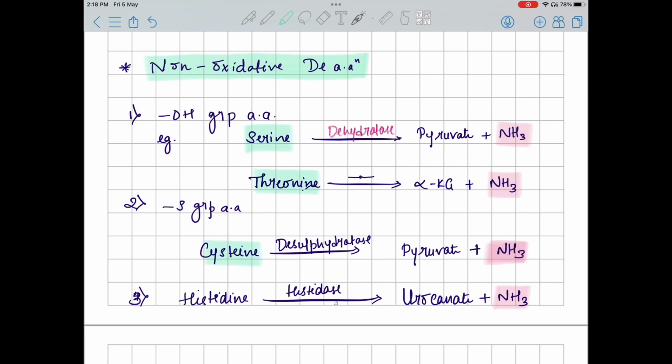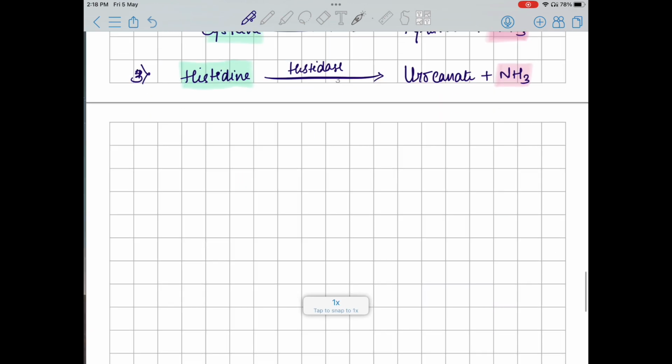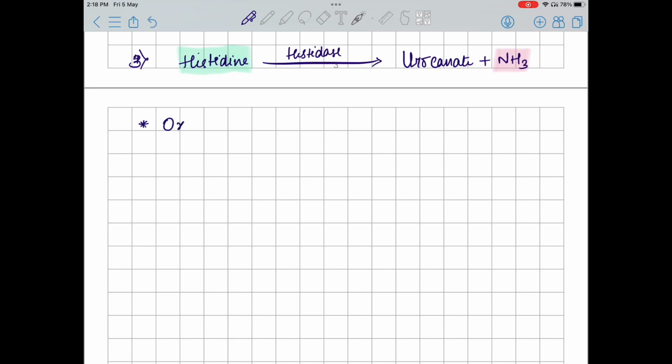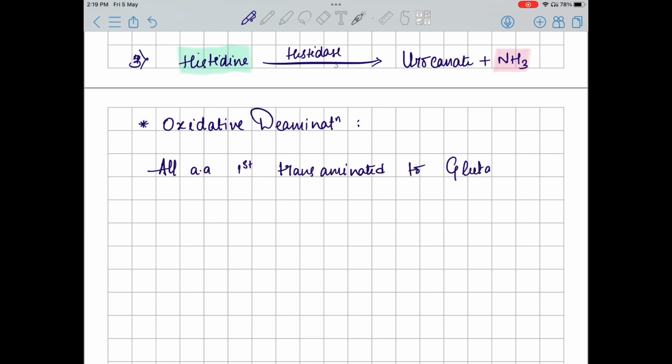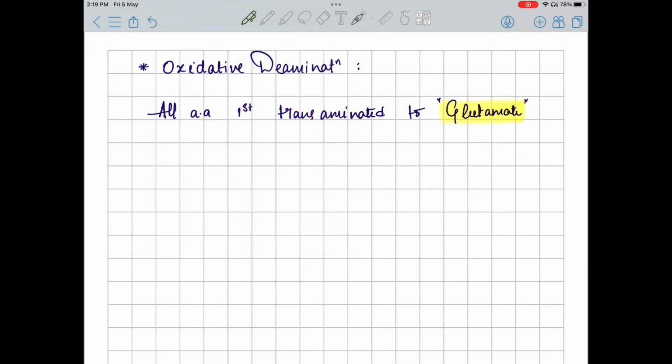Now the thing that we need to study over here is oxidative deamination, which is the process where the glutamate which we had received is going to be broken down. Glutamate was the amino acid that we had received, right, from the transamination process. All the amino acids are first transaminated to glutamate, and this glutamate is going to go to the liver because the enzyme glutamate dehydrogenase, which breaks down glutamate, is present only in the liver.